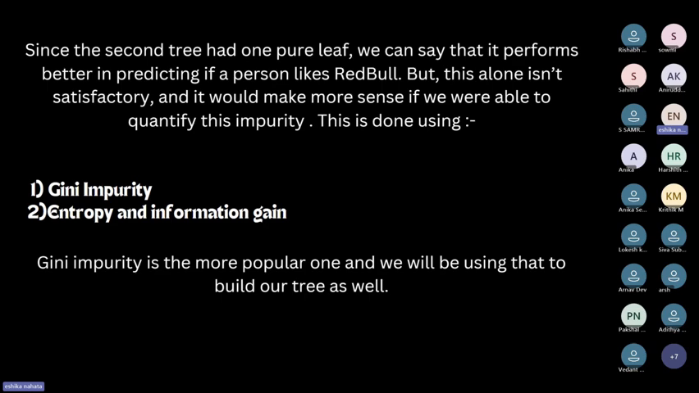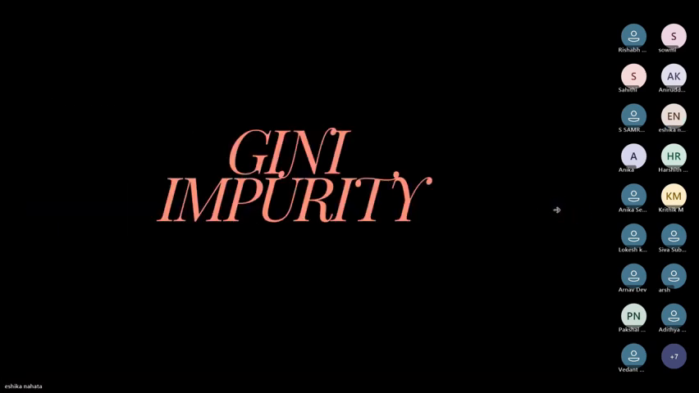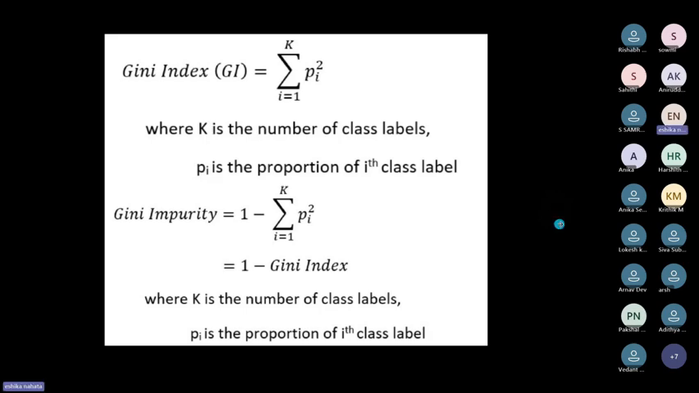Because Gini impurity essentially gives the same results as entropy and information gain, but is simpler to calculate because it doesn't involve logarithms, it's probably the more popular one, and we'll be using that to build our tree. So we'll just go over some convention. We're defining K as the number of class labels we have, and P is the probability of a data point belonging to a certain class label. So the Gini index is defined as the sum of squares of these probabilities, and Gini impurity is just 1 minus the Gini index.